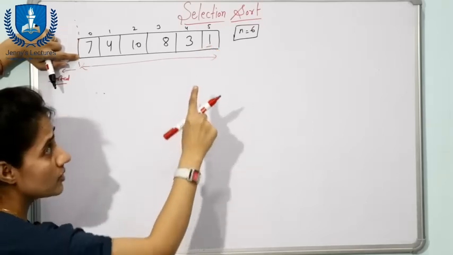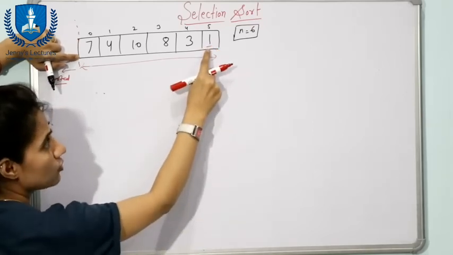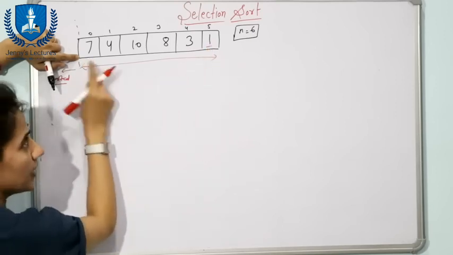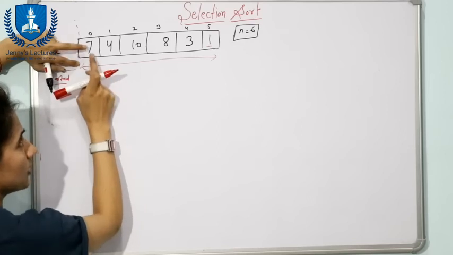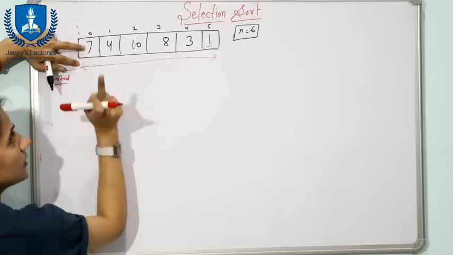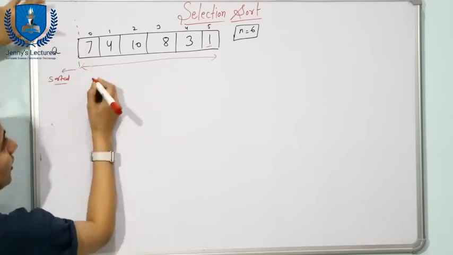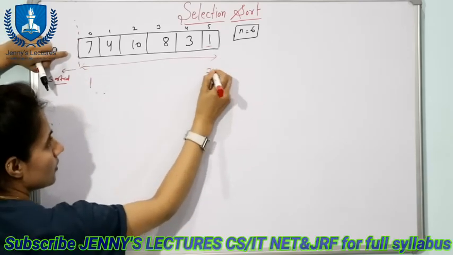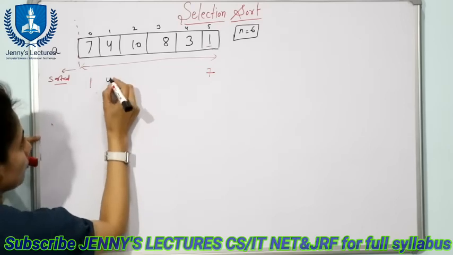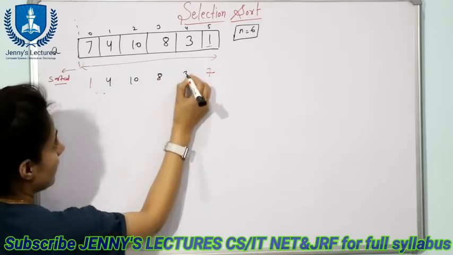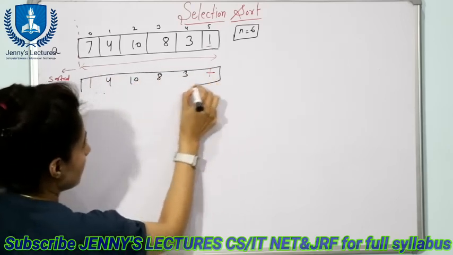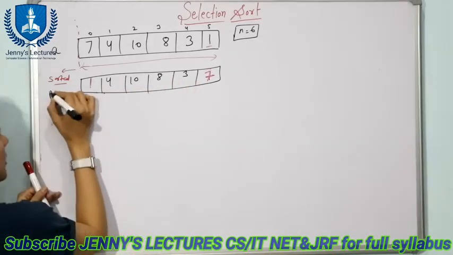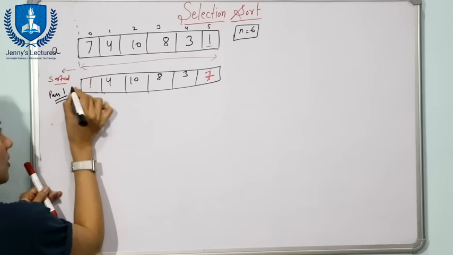Now the next step is that this 1 would be swapped with the element which is at the starting of this unsorted sub array. At the starting we have element 7. So here we write 1 and here we write 7, and all the other elements would be the same: 4, 10, 8 and 3. Now this is our array. You can consider this pass 1.